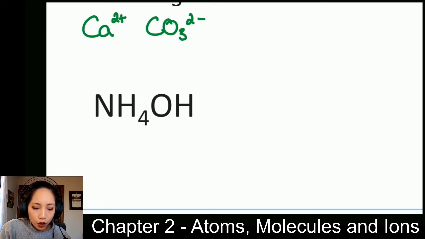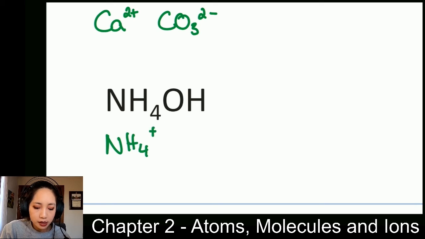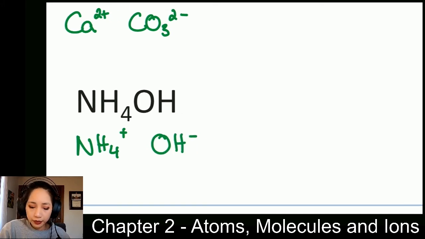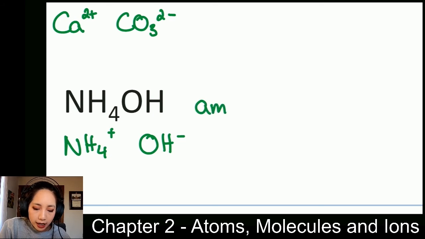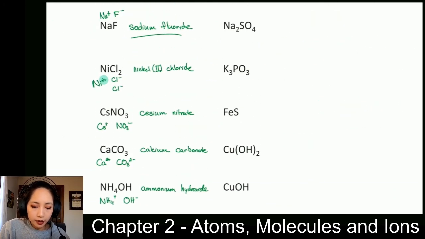Okay. NH4OH. So identify the cation. In this case, it's NH4 plus. And then OH is another polyatomic. In this case, it's an anion, so it's OH minus. So to name this, you just name the cation, ammonium, and then name the anion: ammonium hydroxide. Okay. All right, let's keep going.